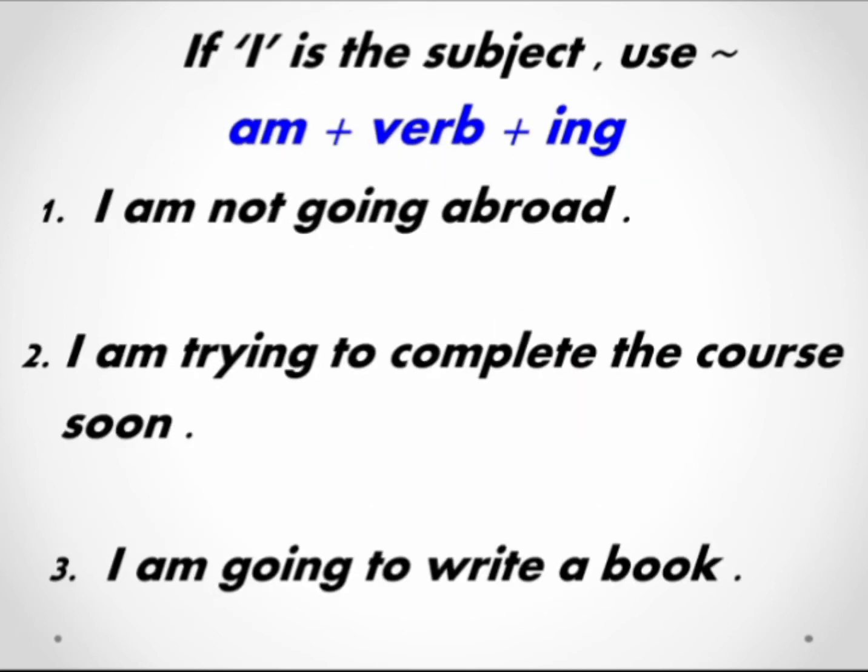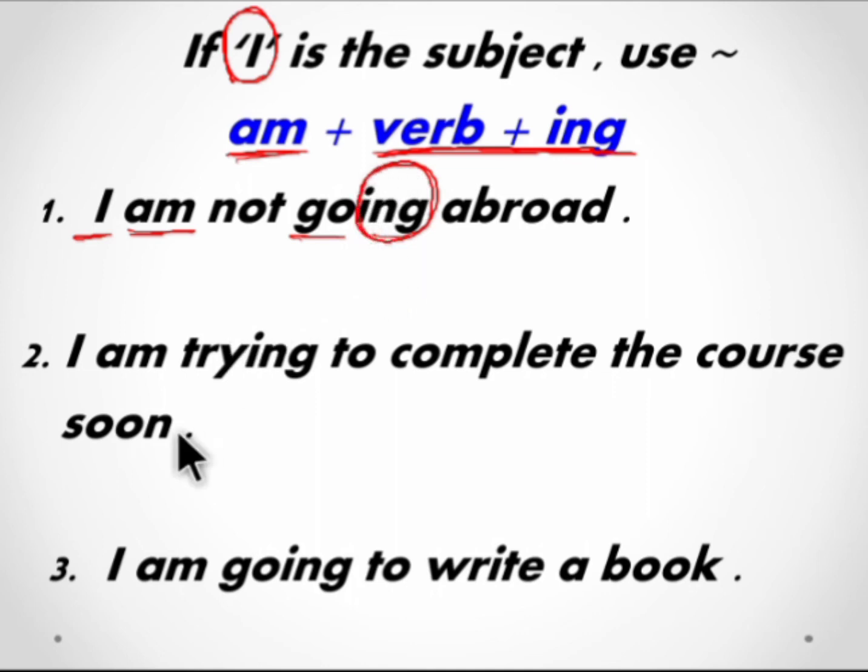Next we have am. If I is the subject, use am plus verb ing. I am not going abroad. Here I is the subject, so we use am. Not shows the negative sense, and go is the verb, and we use verb ing to show the continuing action.